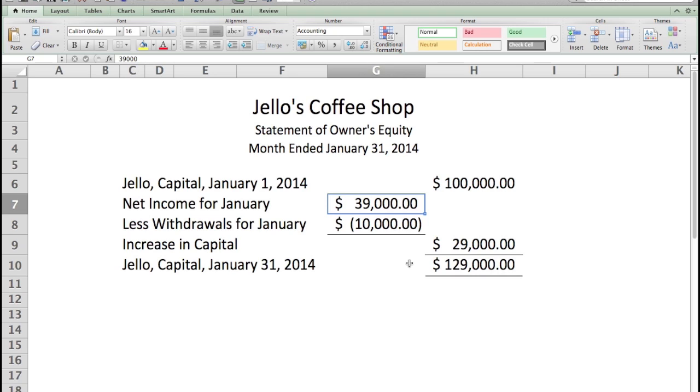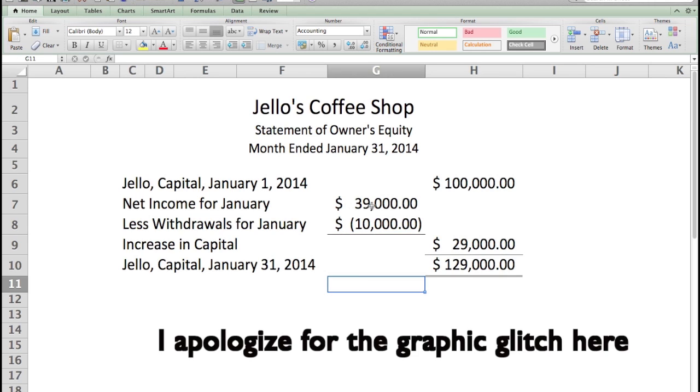The next lines are for the owner's additions or withdrawals from the equity by direct investment or withdrawal. Jello didn't invest anything more in the company over the $100,000, which was up at the beginning. However, Jello did have to draw out $10,000. He had to pay Larry the leg breaker for those gambling debts. After we figured out the withdrawals and investments, you'll notice there's a single line. That means these have to be added together. The resulting number is the increase in capital, which for this is $29,000.